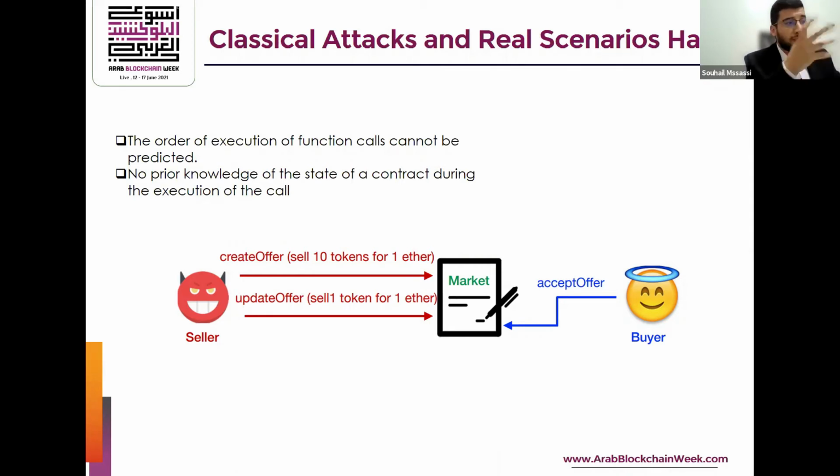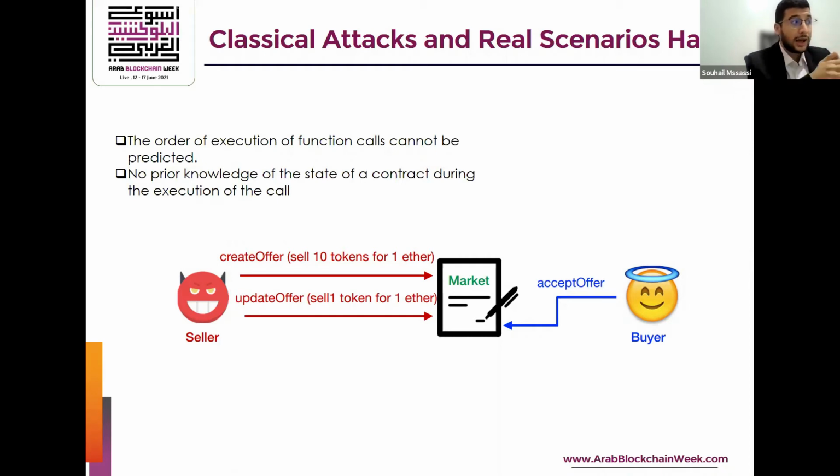There's no problem, because the transaction has already been done. But imagine if the miner switches the execution order of these functions, so that it will be createOffer, then updateOffer, and the last thing is acceptOffer.